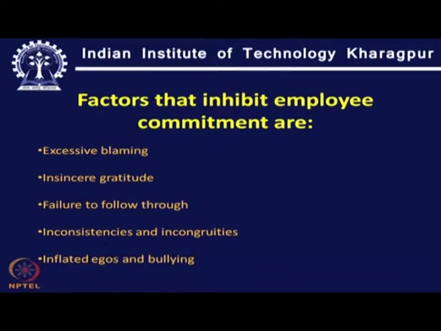Factors that inhibit employee commitment are excessive blaming, then insincere gratitude, failure to follow through, inconsistencies and incongruities, inflated egos and bullying. So, if there is excessive blaming of the employees, or if there are inconsistencies and incongruities in the feedback given, and one moment you are praised for certain things, next moment you are scolded for doing the same thing. One person is being rewarded for a certain thing, the other person is not rewarded for doing the particular thing.